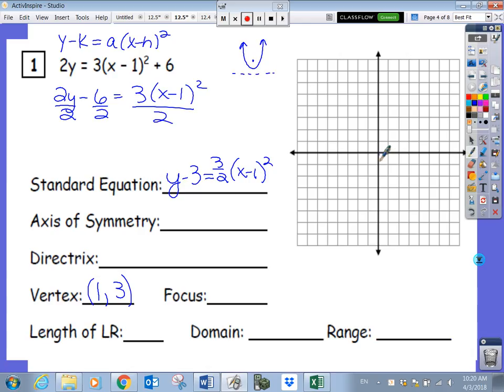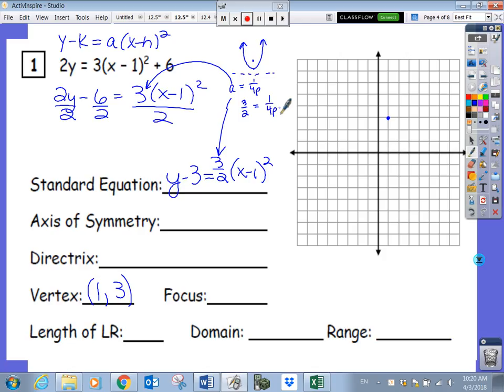So I start with the vertex, 1, 3, and I plot that point. And then I can't just put the focus and the directrix wherever I want. I have to find that distance. The distance from the vertex to the focus, the vertex to the directrix, is the distance of p. So this is where I use a equals 1 over 4p. A is right there. So 3 over 2 equals 1 over 4p.